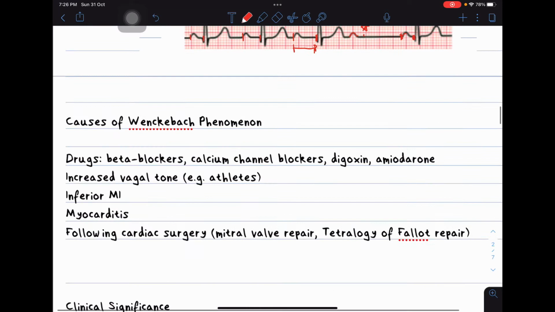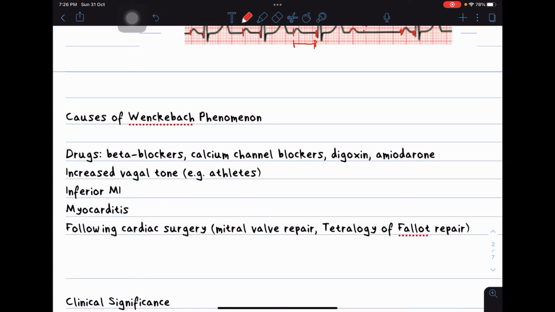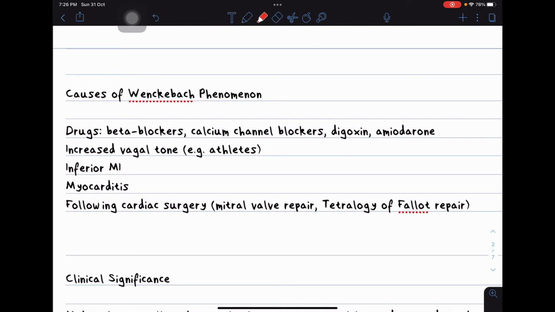So the causes of Wenckebach phenomenon and Mobitz 1 can be drugs, that is beta blockers, calcium channel blockers, digoxin, amiodarone, or increased vagal tone, inferior MI, inferior valve MI, myocarditis, and following cardiac surgery such as mitral valve repair or tetralogy of Fallot repair.